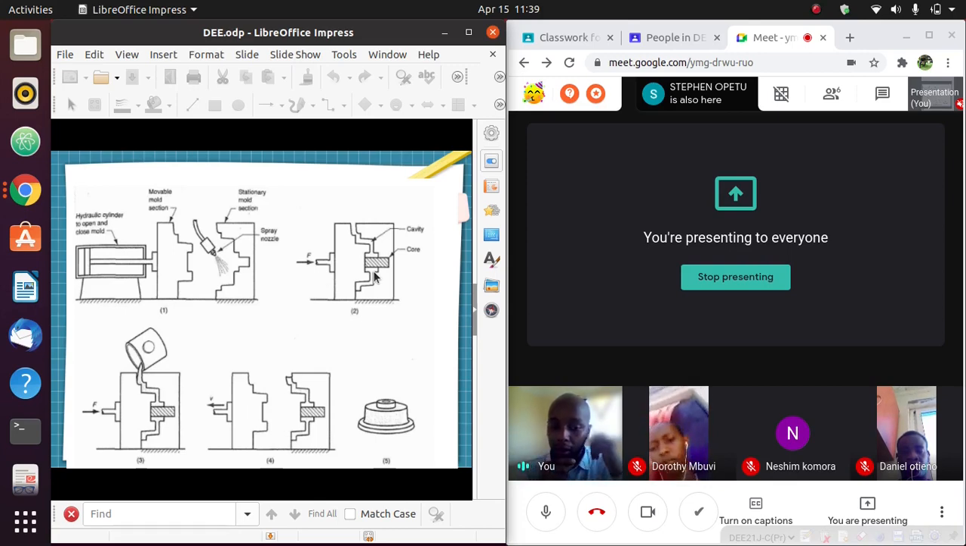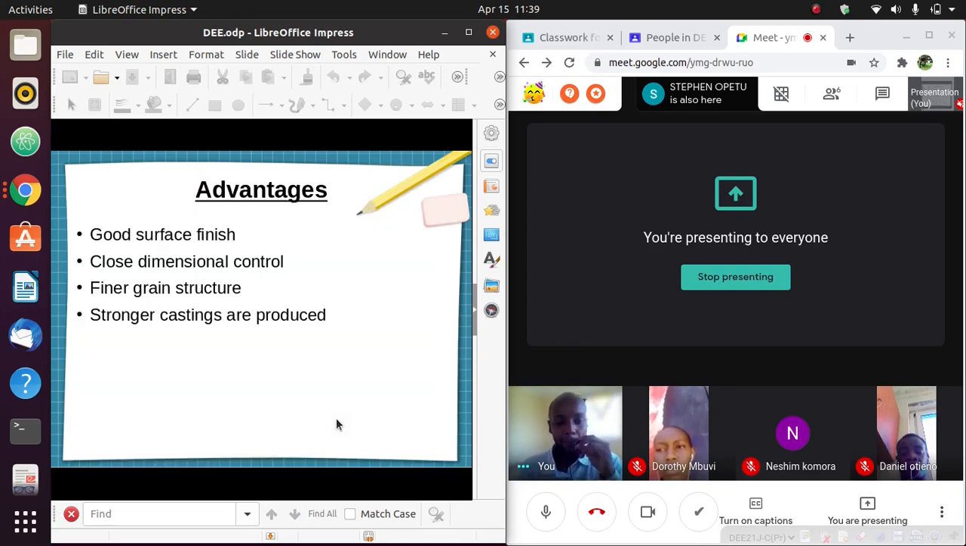If I want to make a casting which has a hole or a hollow section, then I will insert a core so that once the molten metal comes and it solidifies, it will solidify around that core. Then you pour your molten metal into that cavity, you then open that cavity, and then you'll have your casting exposed. You'll now get your final product. Now, the advantages of permanent mold casting is that the surface will be better as compared to that of sand casting.